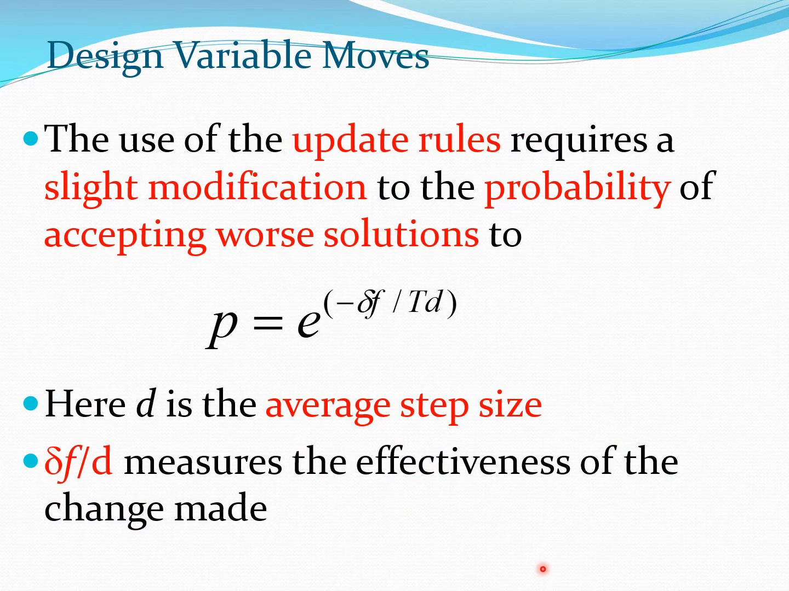Now, if you are using these kind of update rules, there needs to be a slight modification to the probability of accepting a worse solution. For example, the probability is slightly modified here. So T is replaced by TD, or we can say that delta F is replaced by delta F by D, where D is the mean step size. And delta F by D measures the effectiveness of the change made.